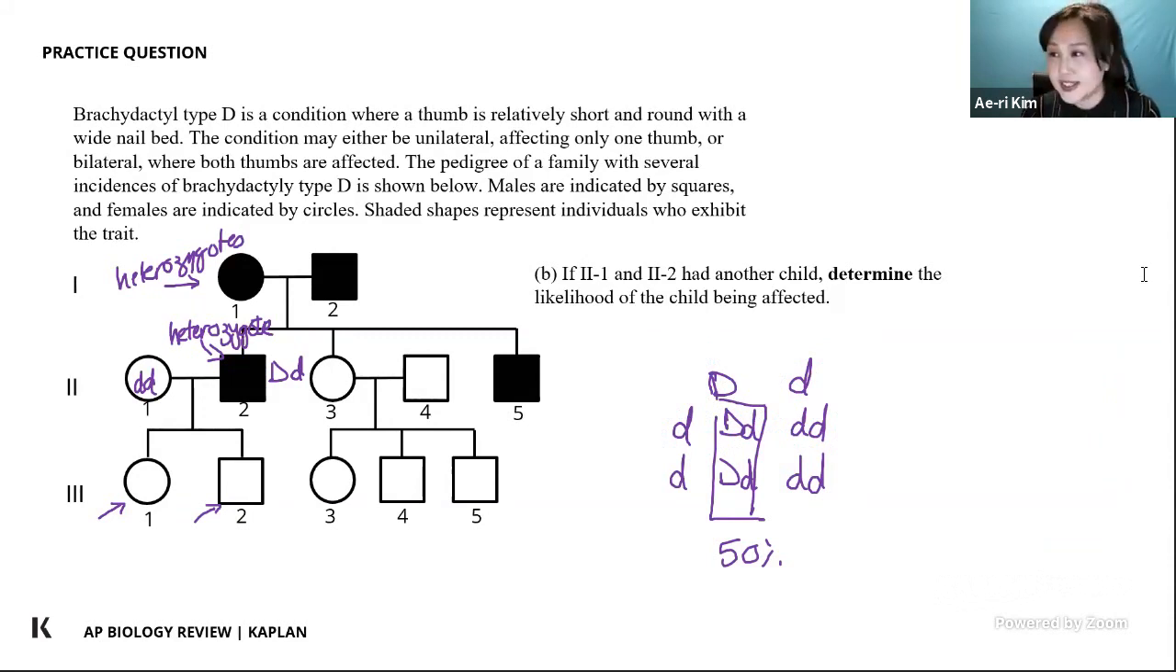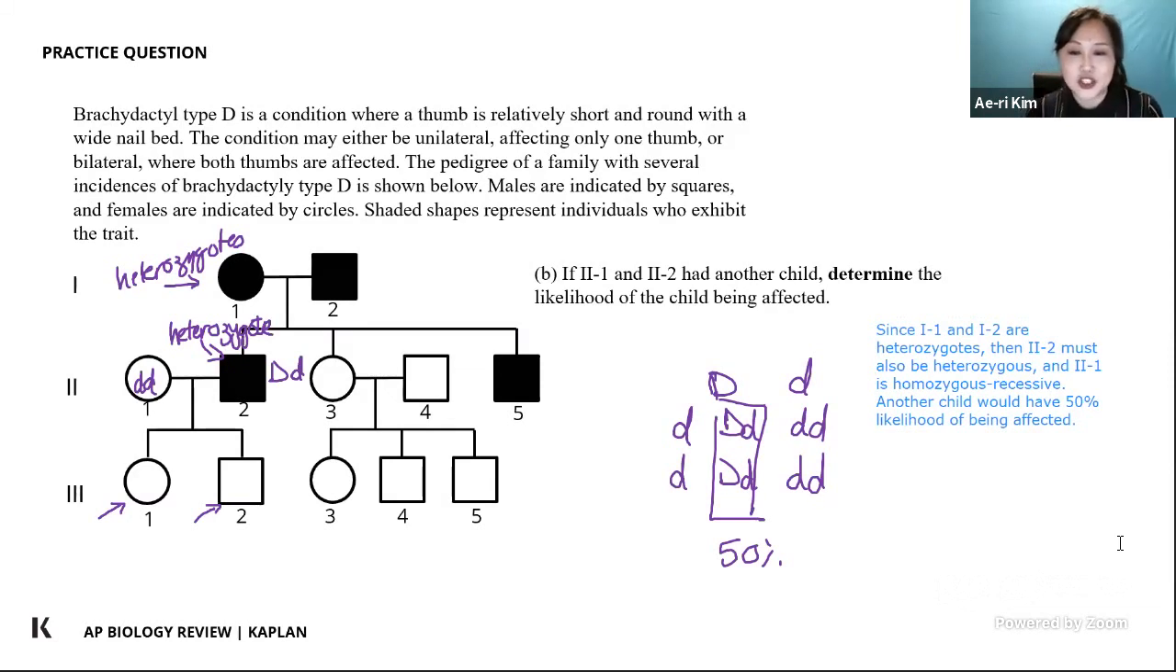Here would be a sample response in word form. So since Gen 1-1 and 1-2 are heterozygotes, and 2-2 must also be a heterozygote, and then 2-1 is homozygous recessive, another child would have a 50% likelihood. Yeah, you got it. Some of you guys really know your pedigrees. I'm impressed. Well done, team.